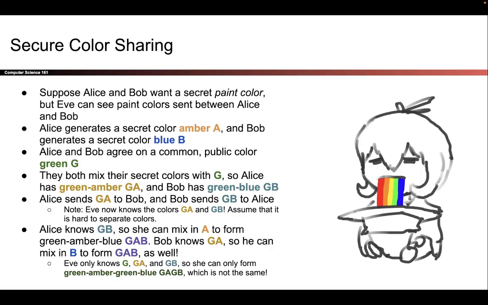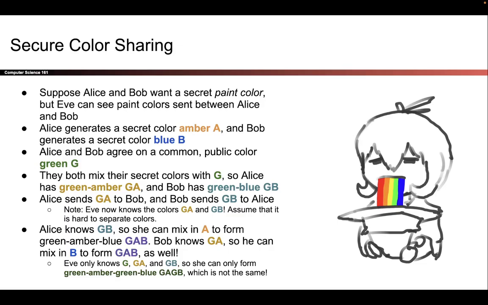And Bob is likewise going to take his secret, which is blue, disguise it with the common color, and send green blue, or GB, across the channel. So the values that are exchanged across the channel are GA and GB, and Eve knows these values. But even though Eve knows these values, it is very hard for her to separate out the green to get the original amber or blue. If I show you green amber, you don't know that the original color was amber. And if I show you green blue, you don't know that the original color was blue.